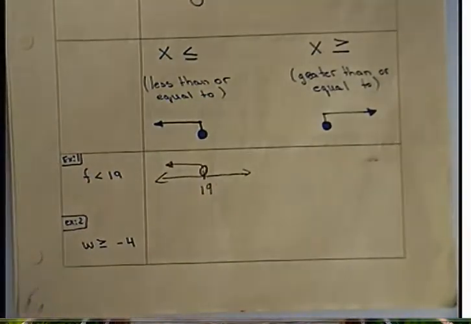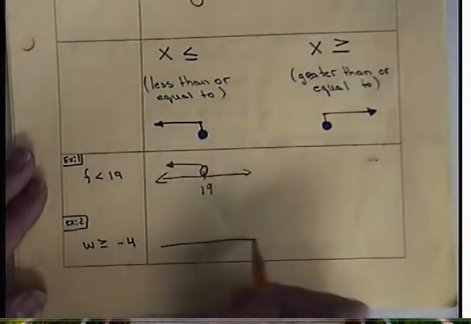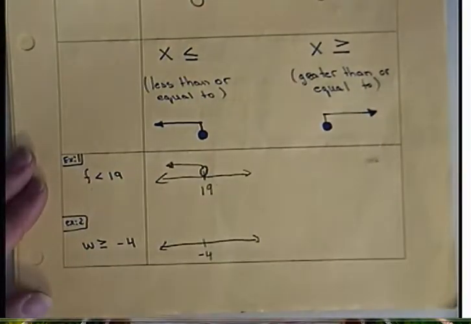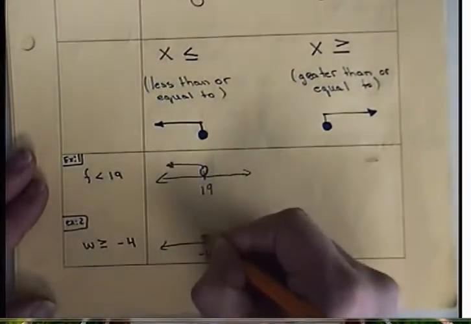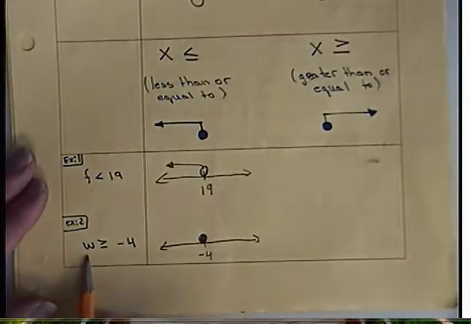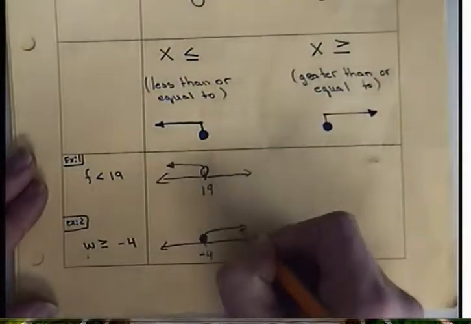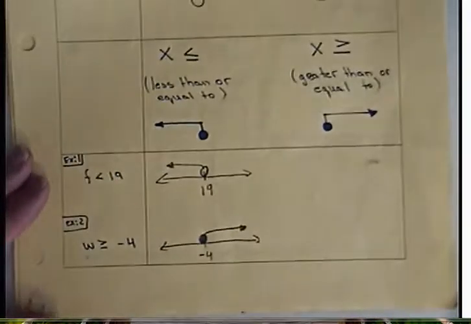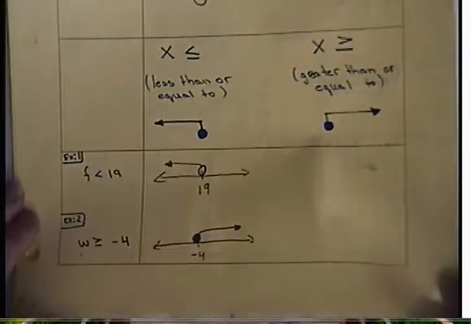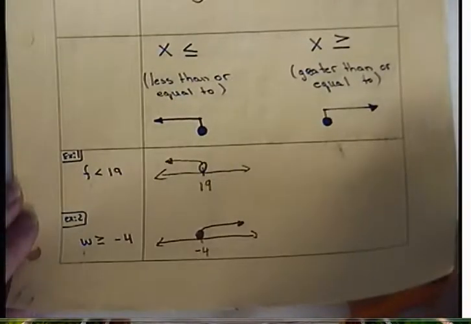Next one, w greater than or equal to negative 4. Again, we're drawing a line. I'm going to put negative 4 right here, somewhere in the middle. It's up to you where you put the number. We have greater than or equal to, which means a closed circle. The values for w are greater, so all numbers greater than negative 4 will be to the right. With that, we're done with the first two examples on graphing. So, pause the video if you need to take your notes and finish them. Otherwise, I'm moving on and you can just follow me.